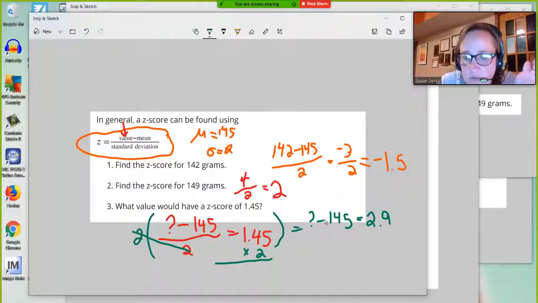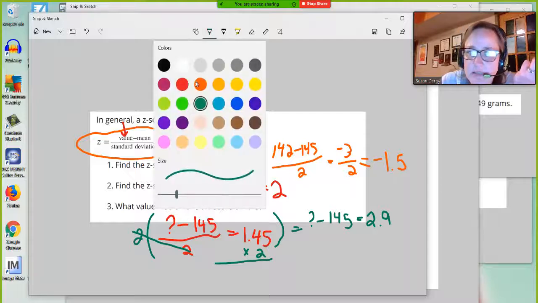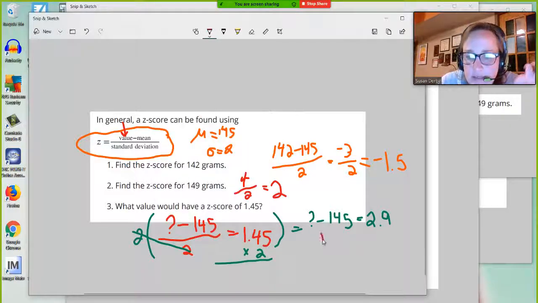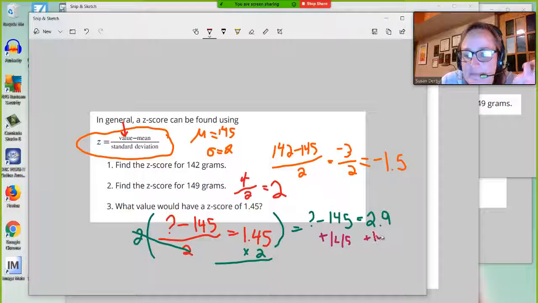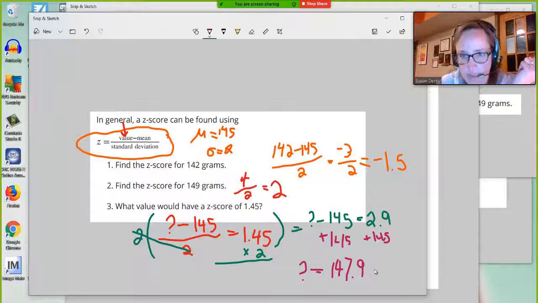Okay. So my next step: I see I'm subtracting, so to unwind subtraction, I need to add 145 to both sides. So the value that I'm looking for that's going to have a z-score of positive 1.45 is going to be 147.9. Almost 148, which makes sense because a 1.5 z-score should be at 148 exactly. This is 1.45.